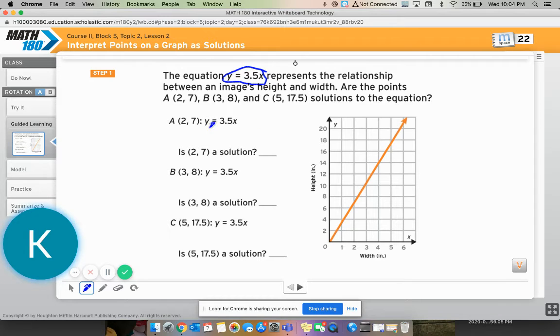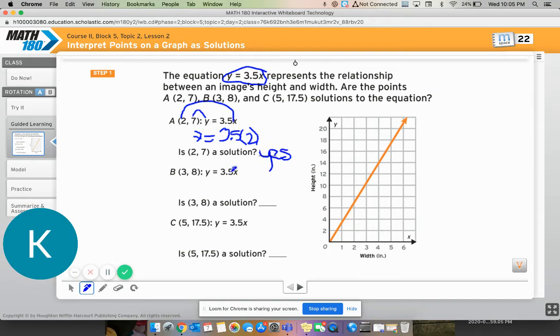What do we need to do? We need to take 2, 7 and substitute it in, just like what we did on the last problem. 2, remember, is our x value, and 7 is our y value. So we have 7 equals 3.5 times our x value, which is 2. So does 7 equal 3.5 times 2? 3.5 times 2 is 7, so yes, it is a solution.